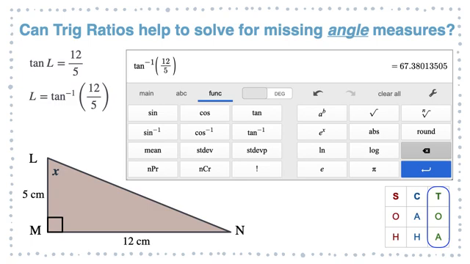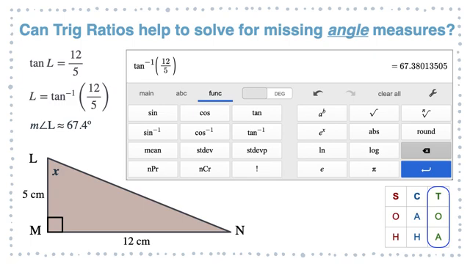And I want to find inverse tangent, and then a set of parentheses pops up, and I type in 12 over 5, and the answer of 67 point, and then a lot of decimals show up after that. We typically round to the nearest tenth. So the measure of angle L is 67.4 degrees.